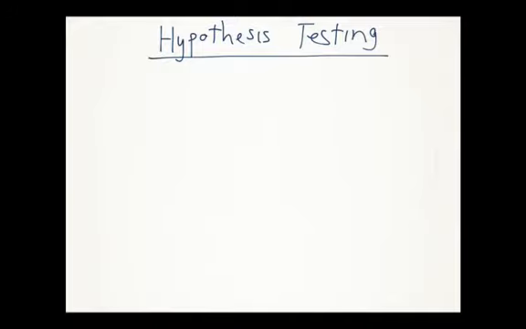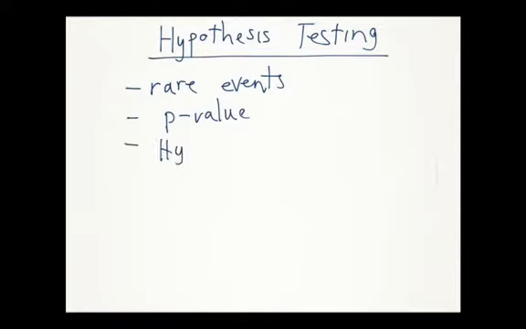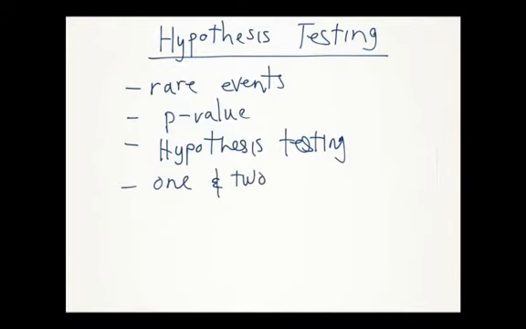Okay, so today, and also in the next session, since we'll extend this over to two lectures, we'll talk about rare events. We'll talk about p-values, which you'll see in just about any paper in the medical literature that's a quantitative study. We'll talk about hypothesis testing, obviously, that's the main topic. And then we'll talk about 1 and 2 sample t-tests. And we'll talk about what that exactly means to do a t-test. Okay, so those are the topics that we'll try to cover today.